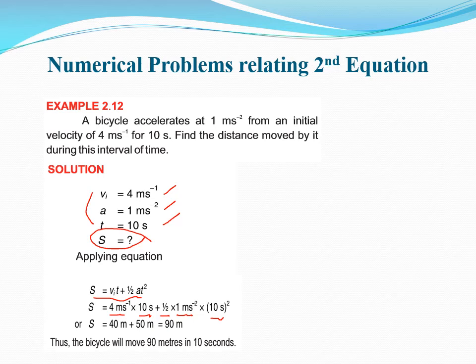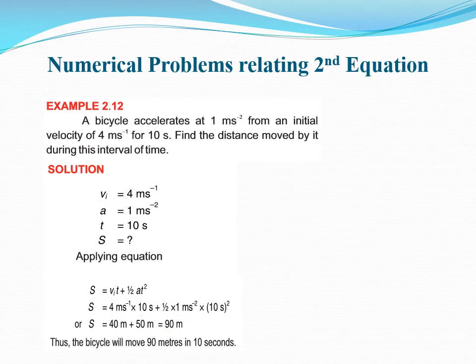So after manipulation, this is simple arithmetic. 4 times 10 equals 40, plus 1/2 times 1 times 100, meaning 10 squared is 100, we get 50. So 40 plus 50, 90 meters. Thus the bicycle will move 90 meters in 10 seconds.